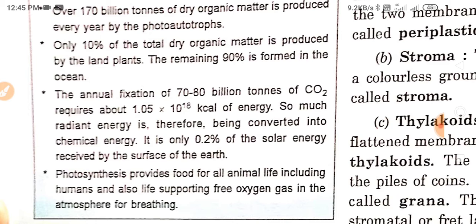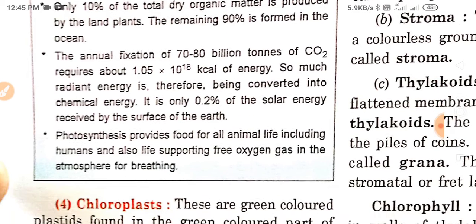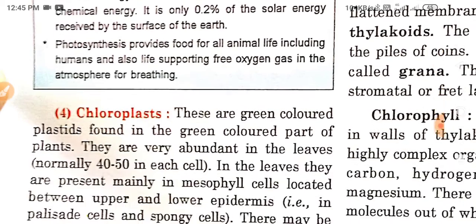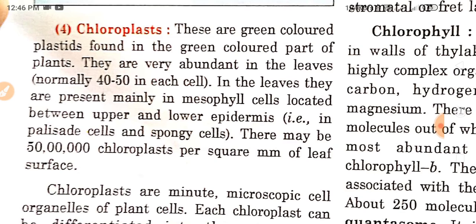The annual fixation of 70 to 80 billion tons of CO2 requires about 1.05 into 10 to the power 18 kilocalories of energy. So much radiant energy is being converted into chemical energy. It is only 0.2% of the solar energy received by the surface of the earth. Photosynthesis provides food for all animal life, including humans, and also life-supporting free oxygen gas in the atmosphere for breathing.